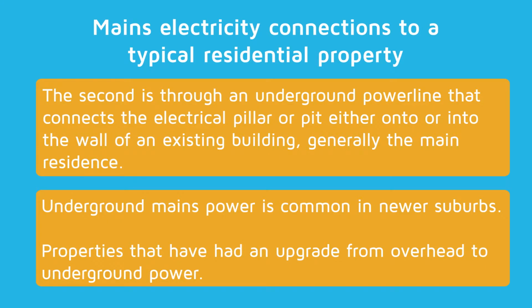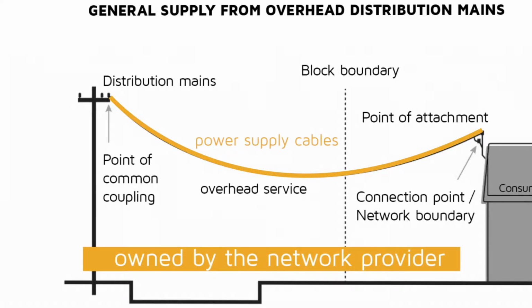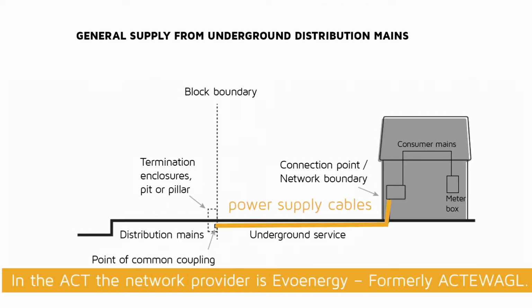to underground power due to a previous development, or the owner of the property preferring not to have the visual impact of overhead cables. In both of these cases, the power supply cables are owned by the network provider. In the ACT, the network provider is Evo Energy, formerly ActewAGL.